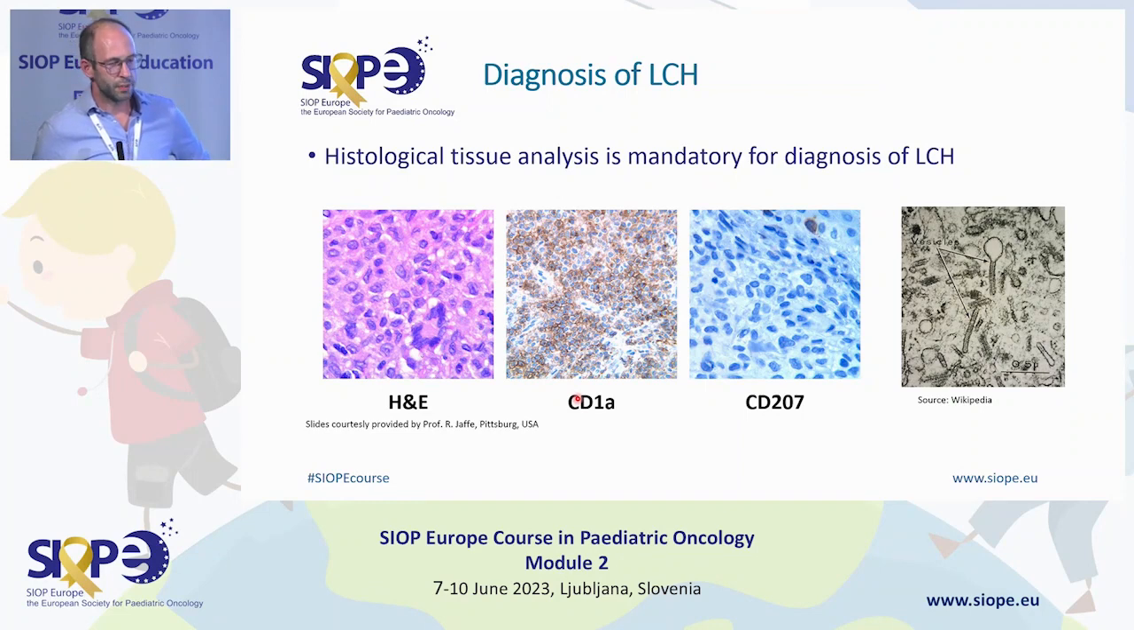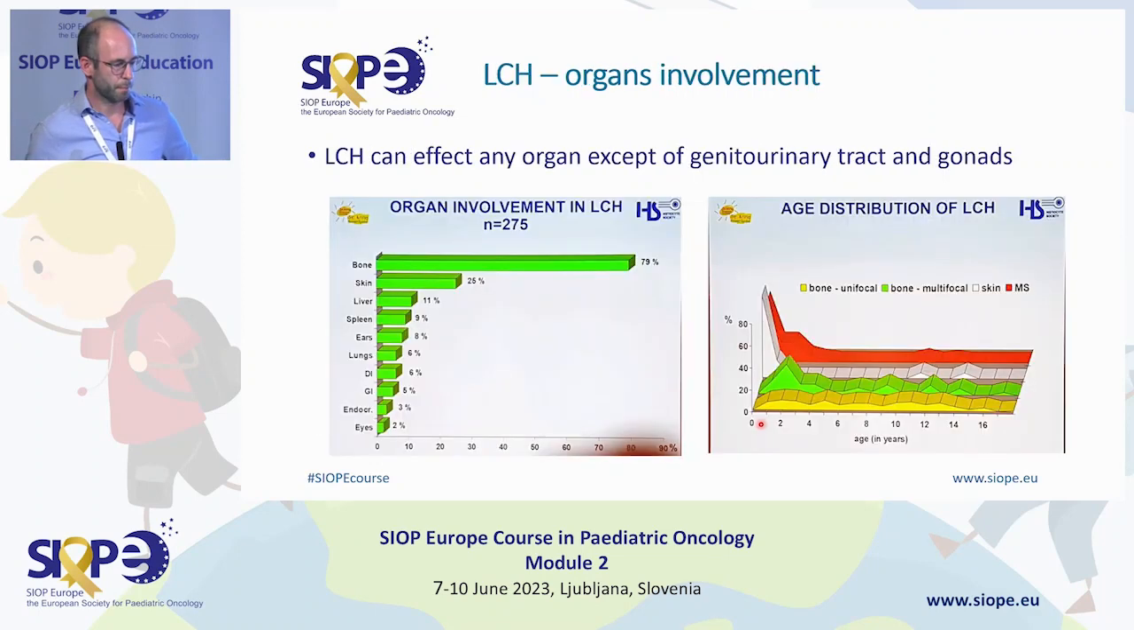The diagnosis always has to be made by histology. Histological tissue analysis is mandatory. On the left, there are the Birbeck granules. That was the gold standard for many years, using electron microscopy for confirmation of LCH. Nowadays, it's no longer used. We need to see the typical hematoxylin and eosin staining and positivity of CD1a and langerin, CD207, in histological examination.